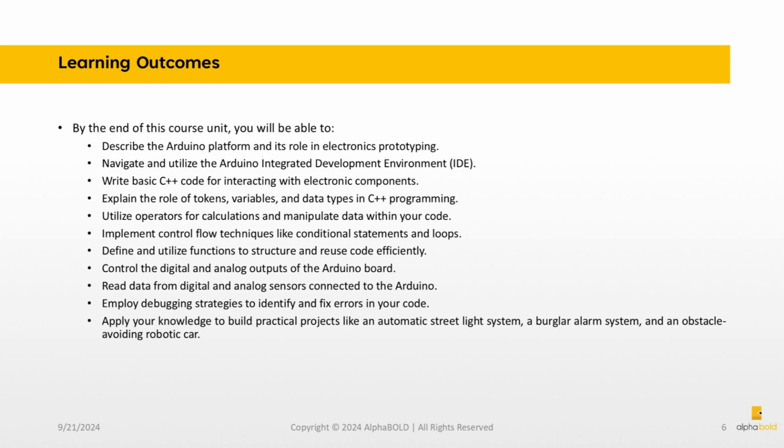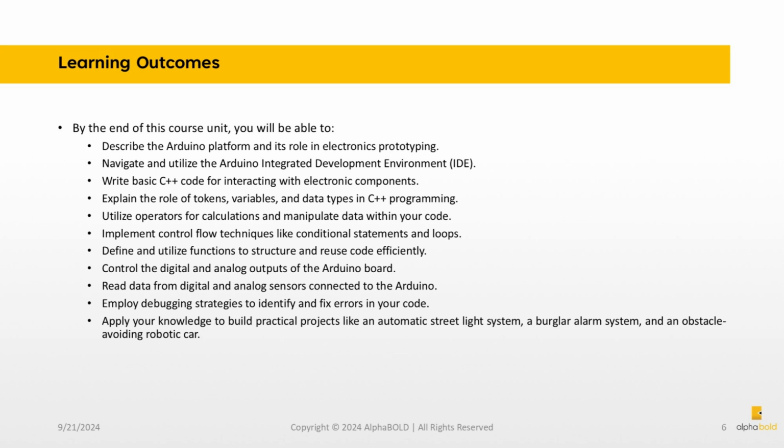By the end of this course unit, you will be able to describe the Arduino platform and its role in electronics prototyping, navigate and utilize the Arduino Integrated Development Environment (IDE), write basic C++ code for interacting with electronic components. Explain the role of tokens, variables, and data types in C++ programming. Utilize operators for calculations and manipulate data within your code. Implement control flow techniques like conditional statements and loops.